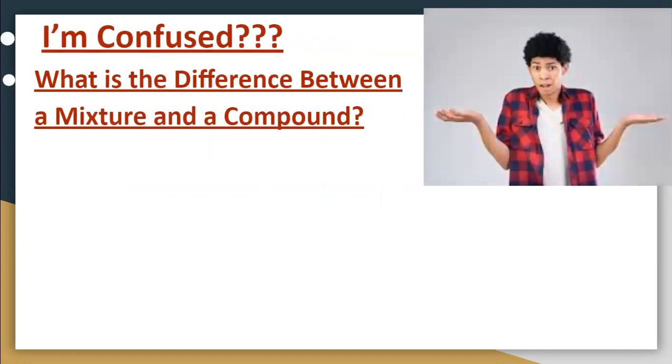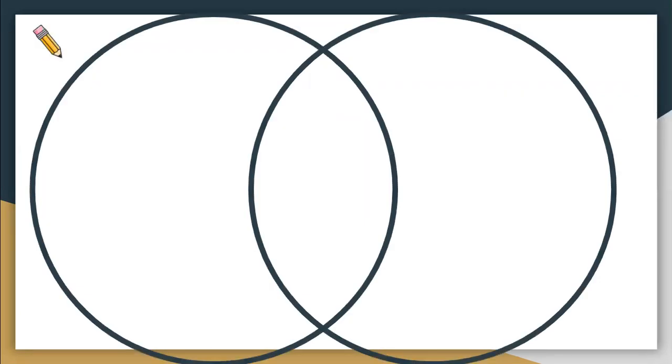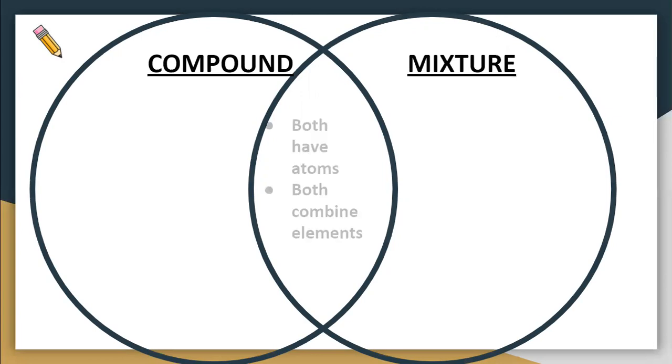I'm confused. What is the difference between a mixture and a compound? He's really confused. So she says, I'm glad you asked. So we're going to find out. Okay, let's compare. Compound on one side, this is our Venn diagram, and a mixture on the other. Well, both a compound and a mixture have atoms and both combine elements. Okay, what are their differences?